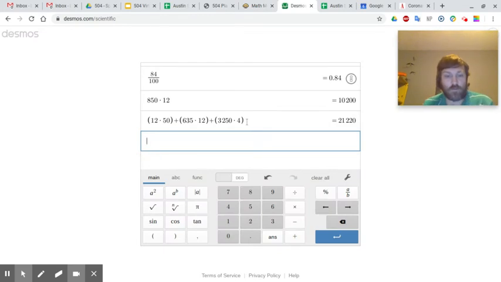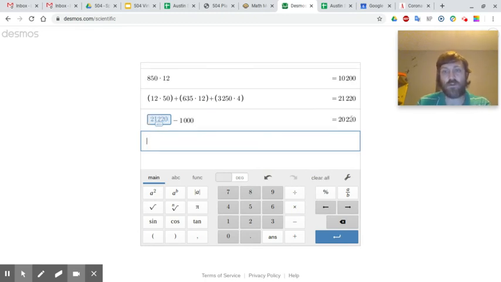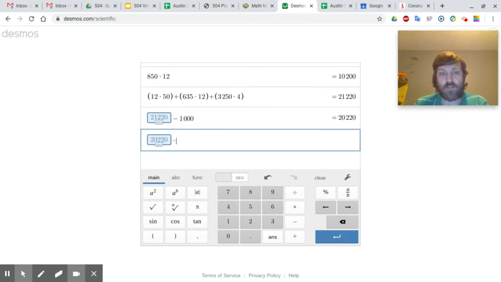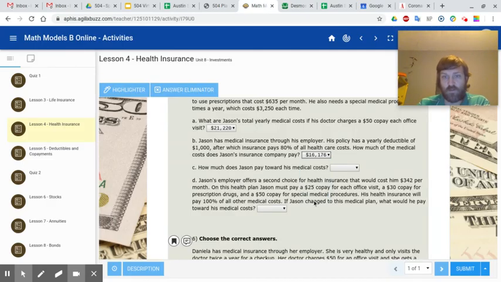So let's go back over here and do the answer minus 1,000, because that's how much Jason is going to pay. So there's still 20,220 left. We're going to multiply that times 80%, which is 0.80 as a decimal, or you could say 80% of 20,220. And so we see 16,176. So again, Jason's paying 1,000, and then they're going to pay 80% of what's left after the 1,000, 16,176. And there it is right there.